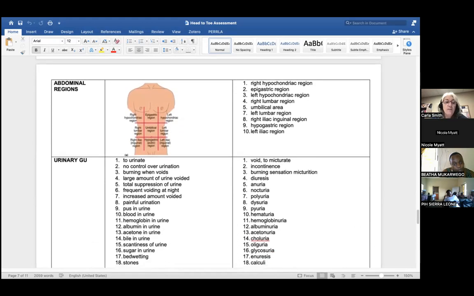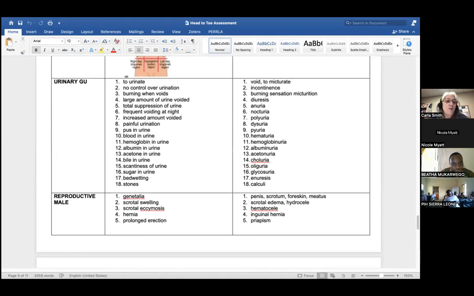When we're looking at their abdominal regions, again, try to be more specific, whether you use right and left, upper and lower quadrants, or whether you expand it a little bit more. Is it in their umbilical region or in their hypogastric region?